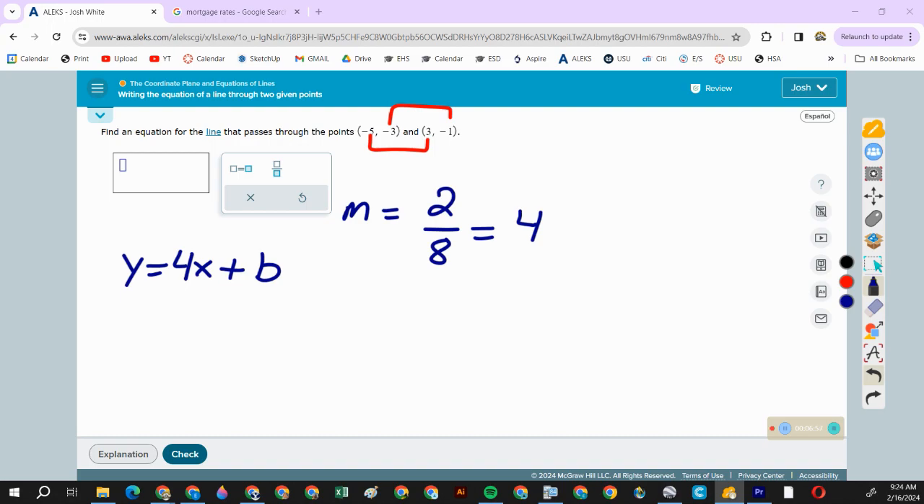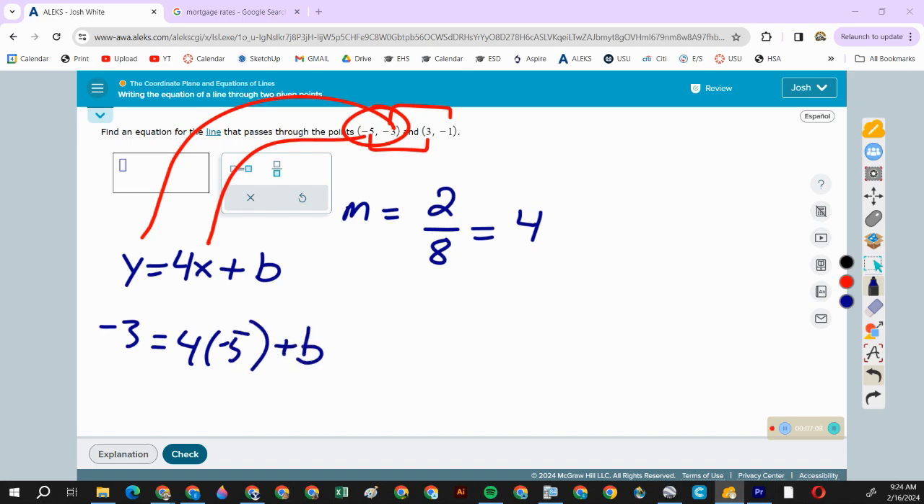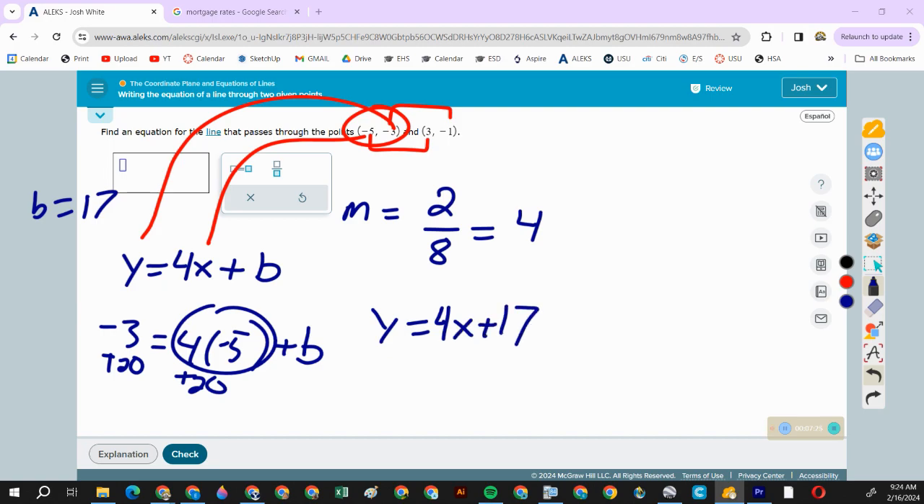To figure out the y-intercept, I just choose one of those points. It doesn't matter which one. And I plug the x in there and the y in there. -3 equals 4 times -5 plus b. So this is -20. So if we add 20, I get b equals 17. So the equation is y equals 4x plus 17. That does not seem right. What did I do wrong? Yeah, that certainly is not correct.